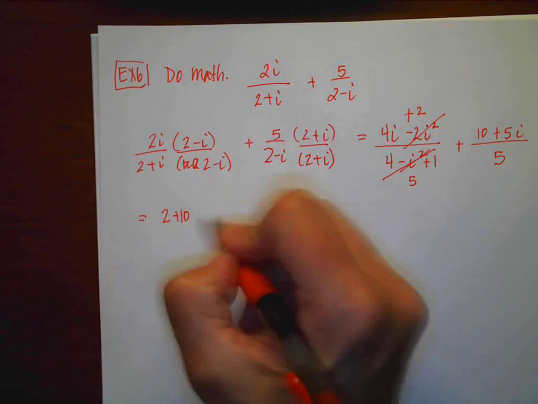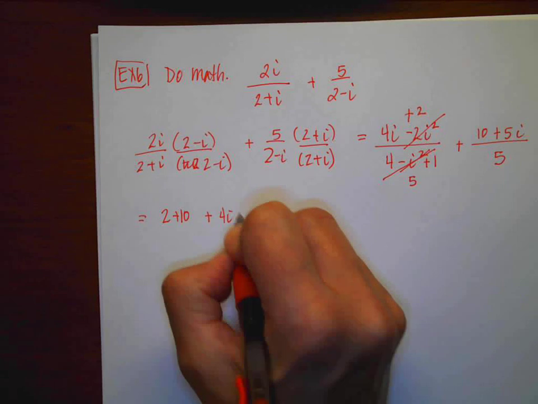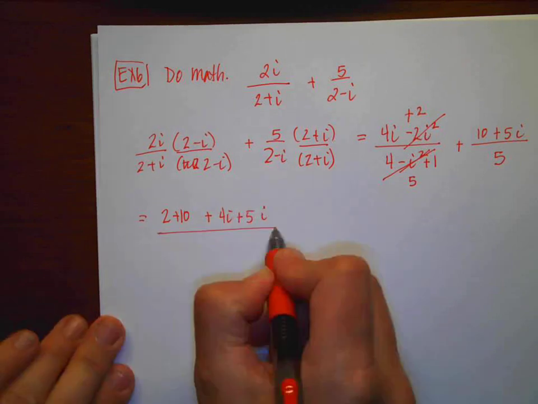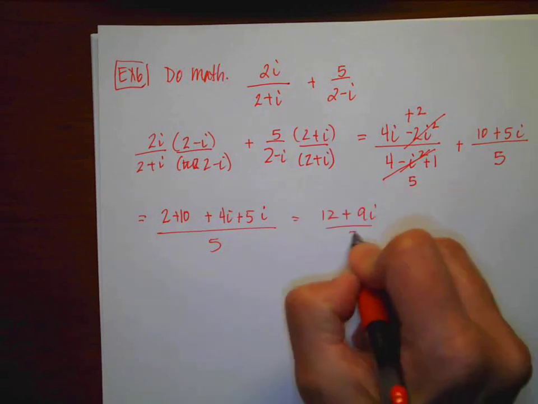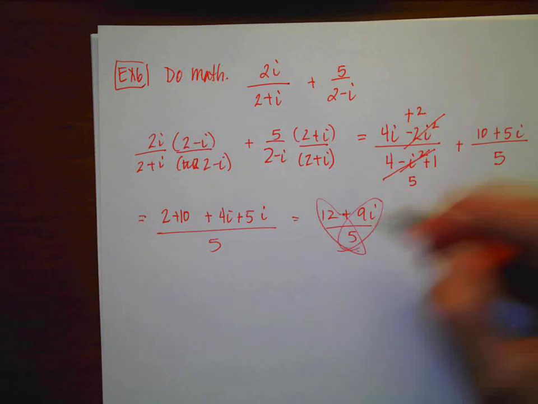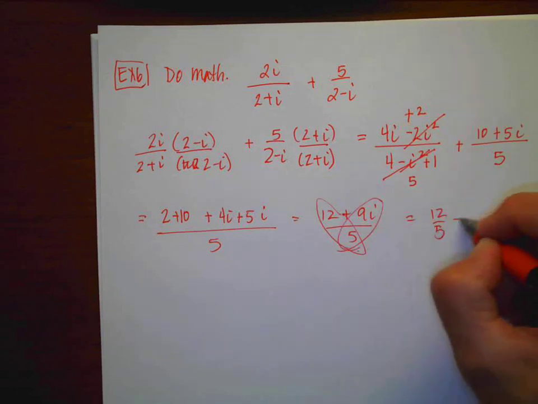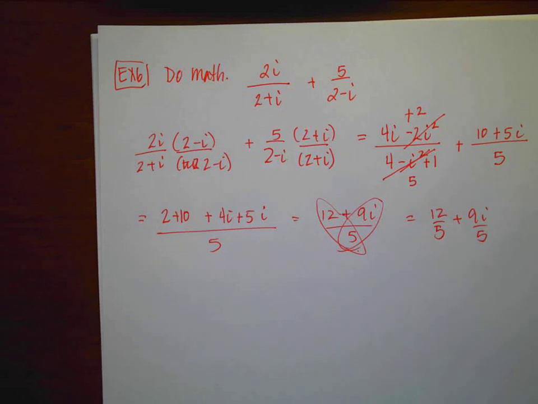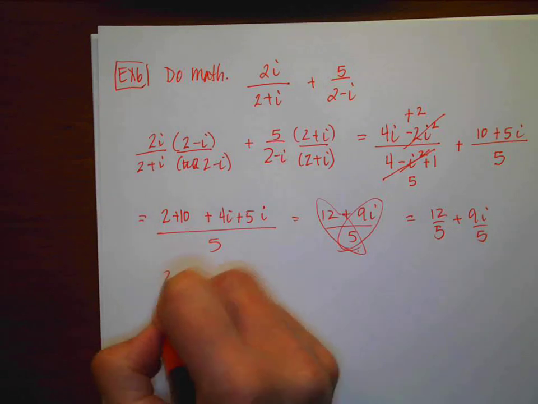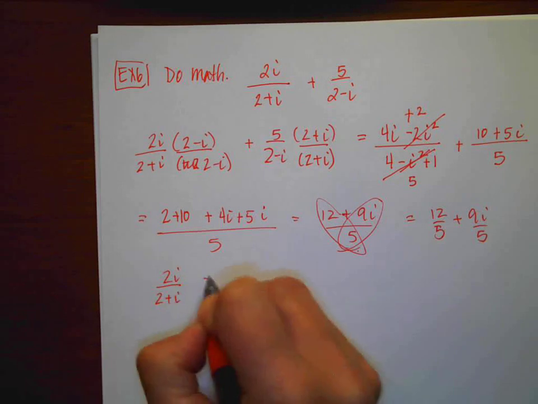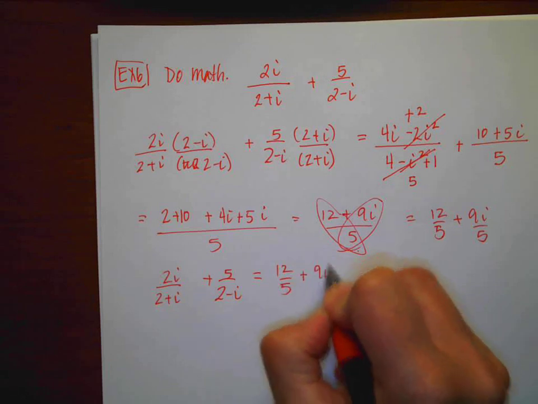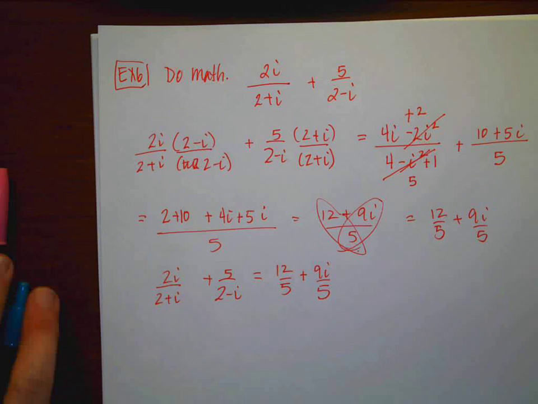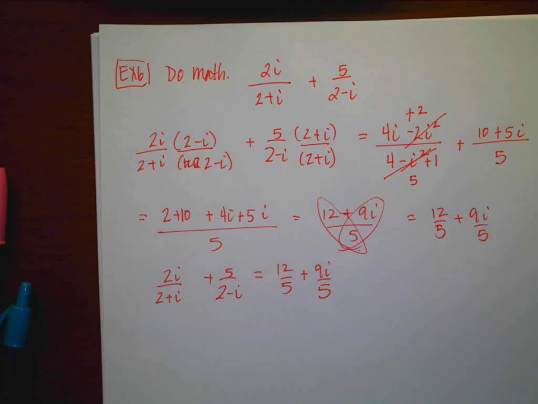So now I can just simplify. So I have 2 plus 10, that's a 10, plus 4i plus 5i over 5. So I'm going to get 12 plus 9i over 5. Remember, I have to split it up so that I can report. So this is 12 over 5 plus 9i over 5. And then I would write 2i over 2 plus i plus 5 over 2 minus i is equal to 12 fifths plus 9i over 5. And then that one's all done. So that was actually pretty simple.